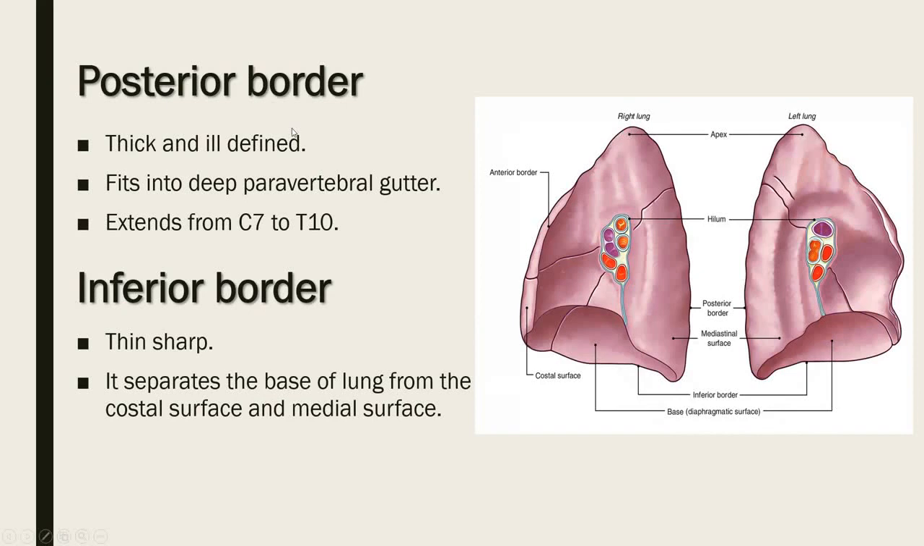Now the posterior border is thick and ill-defined. It fits into the deep paravertebral gutter that we will discuss later on. It extends from the cervical 7 to thoracic 10 vertebra. The inferior border is thin and sharp. We can see over here. It separates the base of the lung from the costal surface and the mediastinal surface. Obviously, this border is separating the base from the mediastinal surface, and on the other side the costal surface.